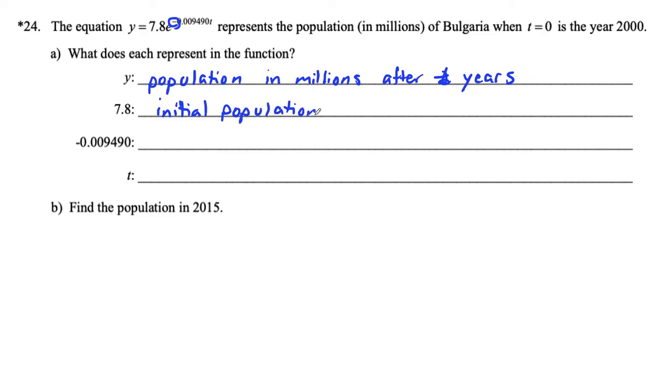Now, important to remember that is represented in millions. There were not 7.8 people in Bulgaria in the year 2000. And then our next value here, this is our rate of decay. Right, this is an exponential decay problem. So that's the rate at which Bulgaria's population is decreasing from year to year. And then T is representing our time in years.